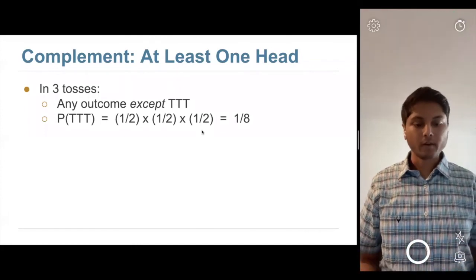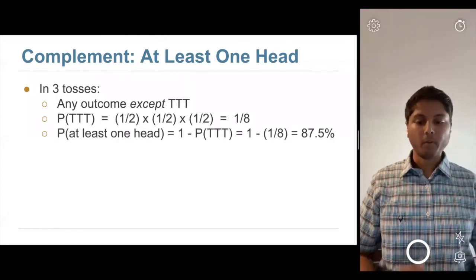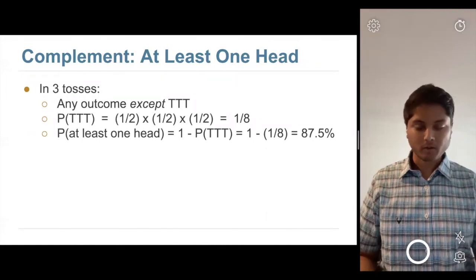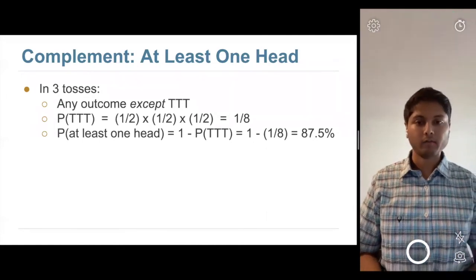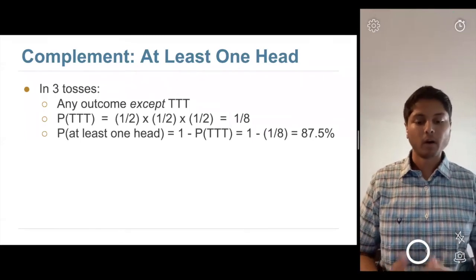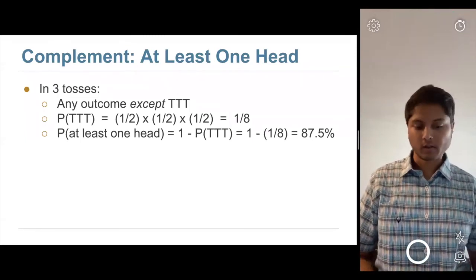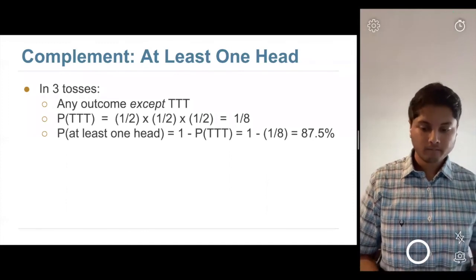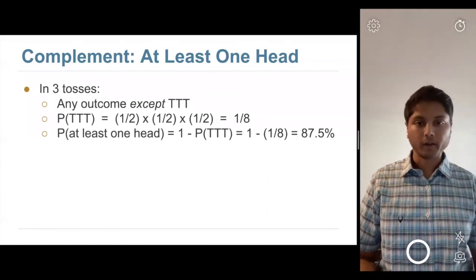Now that we know that, the probability of getting at least 1 head, which is the same thing as the probability of not getting 3 tails in a row, is just going to be 1 minus that number. So 1 minus 1/8 gives us 87.5%. That's how we can calculate that a little bit more easily.